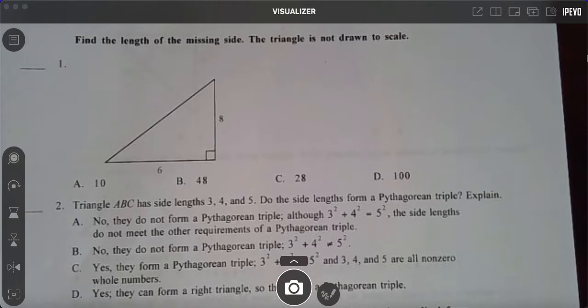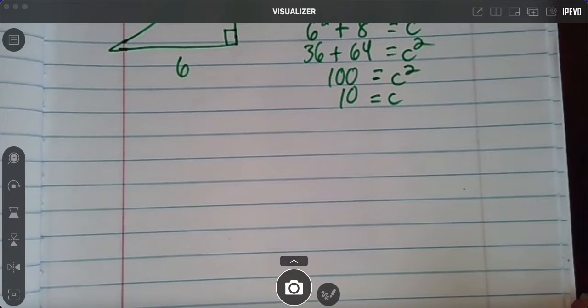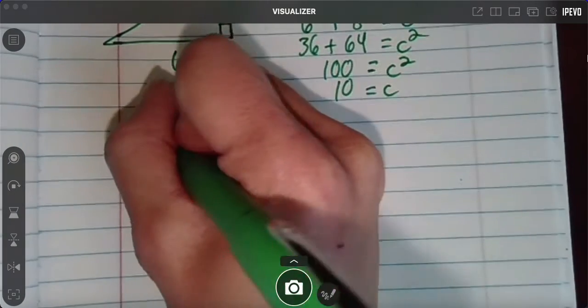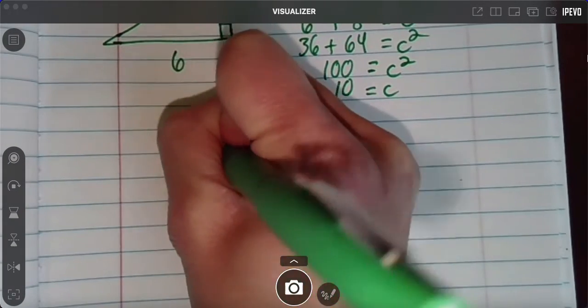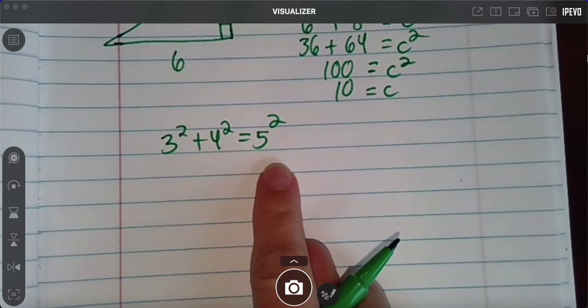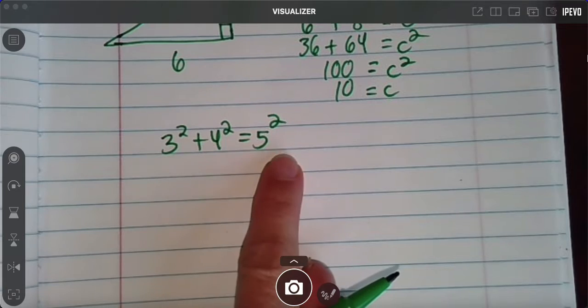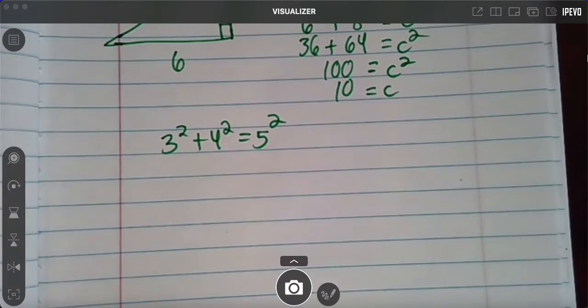Okay, number 2, it says you have a triangle. Here are the side lengths, 3, 4, and 5. Does this form a Pythagorean triple? What does that even mean? Does it make a right triangle? Okay, it would have to be a right triangle. So if I plugged in 3, 4, and 5, does it work? Okay, let's see. 3 squared plus 4 squared equals 5 squared. Why did I put my 5 over here? It was the biggest one. So whatever your numbers are, you'll put your 2 smaller numbers over here, and the biggest number goes on this side. Let's see if they equal.